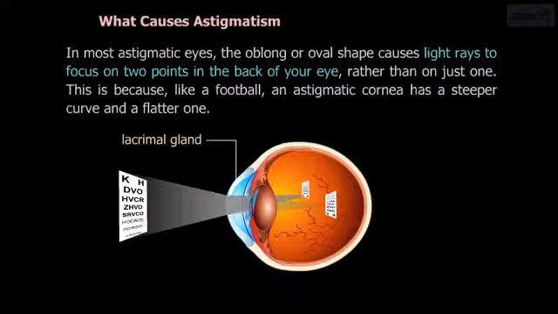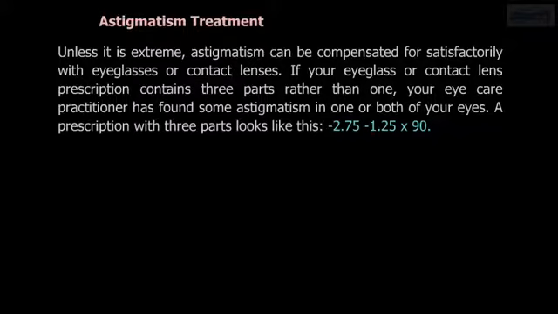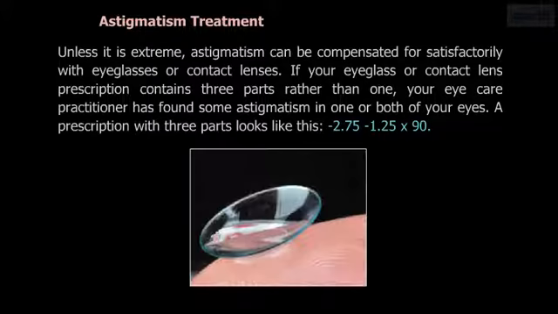Astigmatism treatment. Unless it is extreme, astigmatism can be compensated for satisfactorily with eyeglasses or contact lenses. If your eyeglass or contact lens prescription contains 3 parts rather than 1, your eye care practitioner has found some astigmatism in one or both of your eyes. A prescription with 3 parts looks like this: minus 2.75, minus 1.25 into 90.